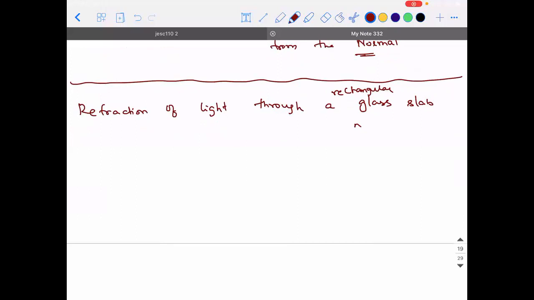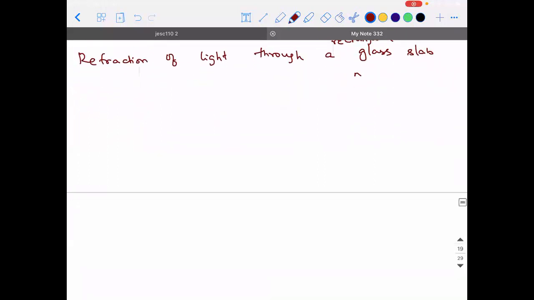So you guys would have seen these glass paperweights. If you take a paperweight made in the shape of a cube or cuboid, then the cuboid is what we call a glass slab. Okay, so let's say there is a glass slab like this.